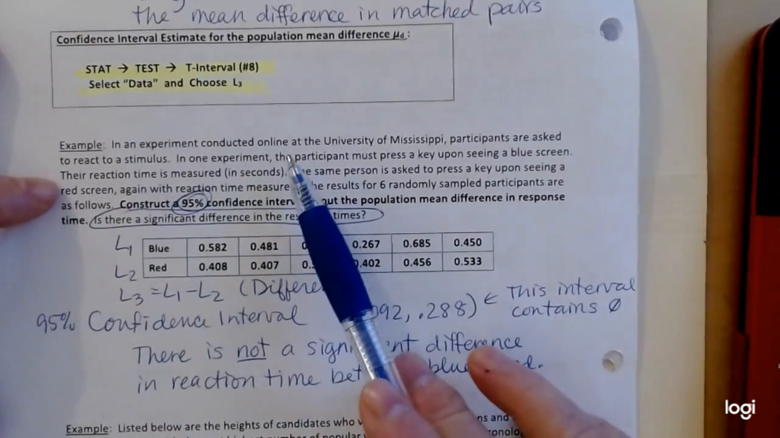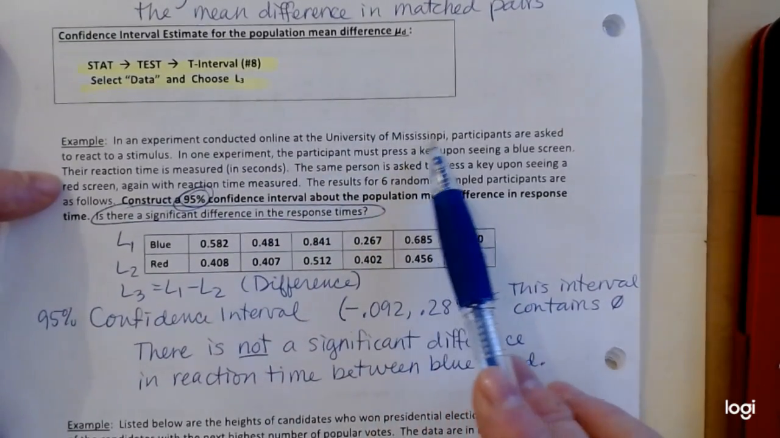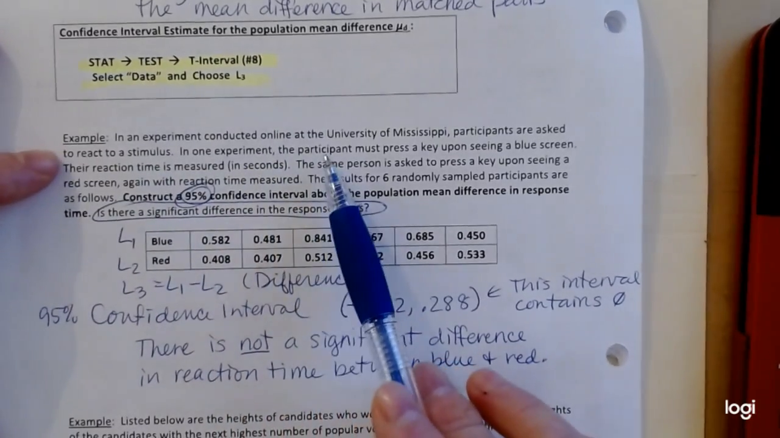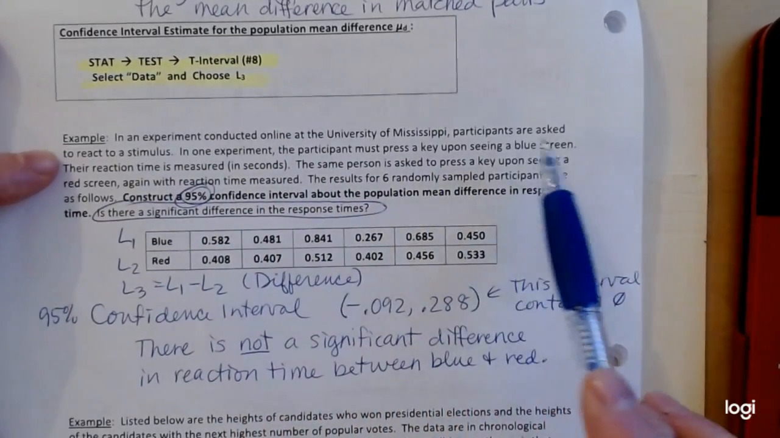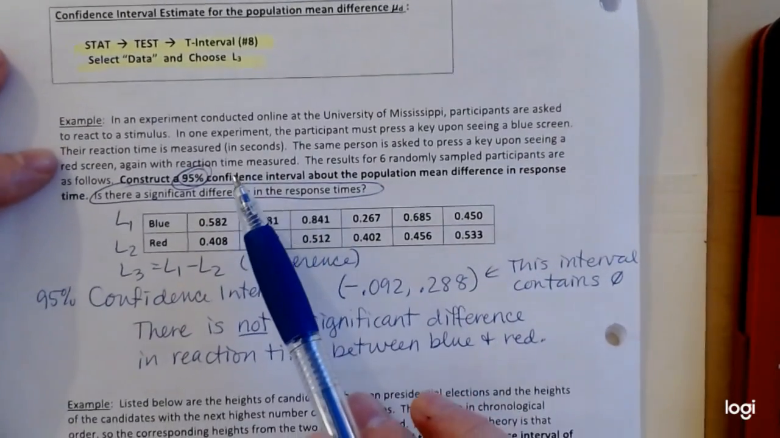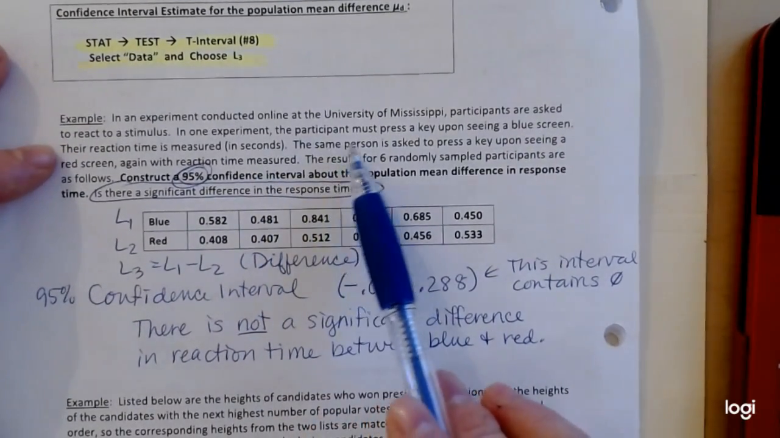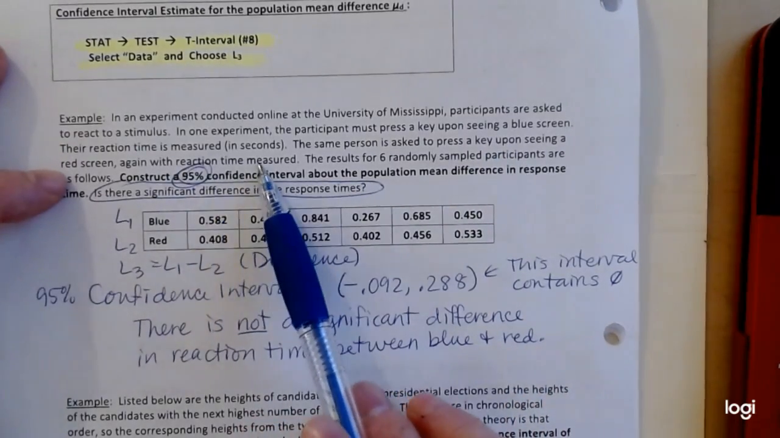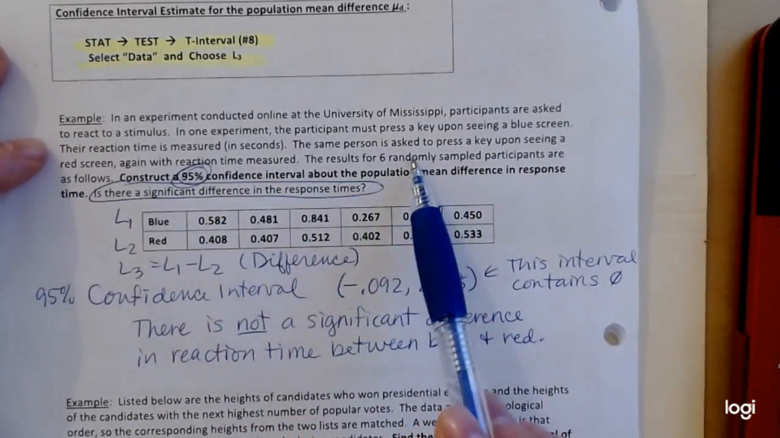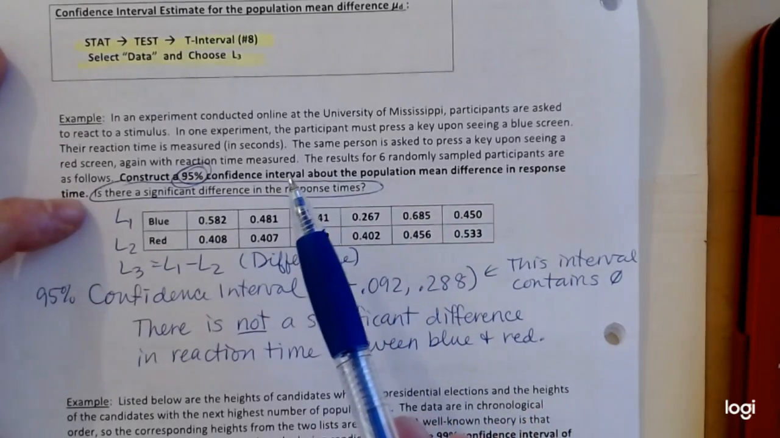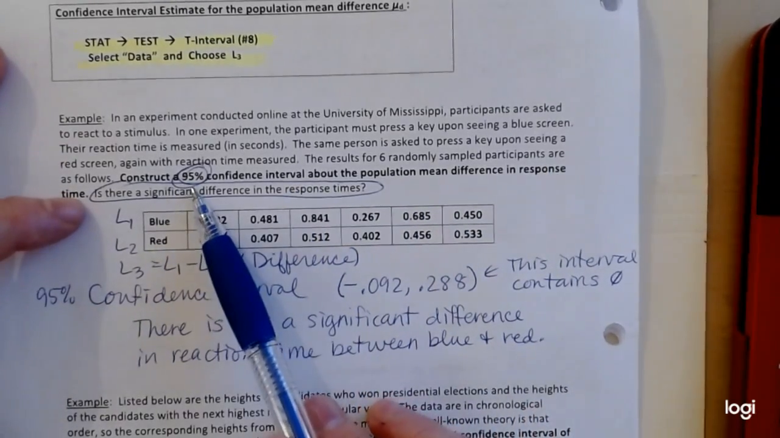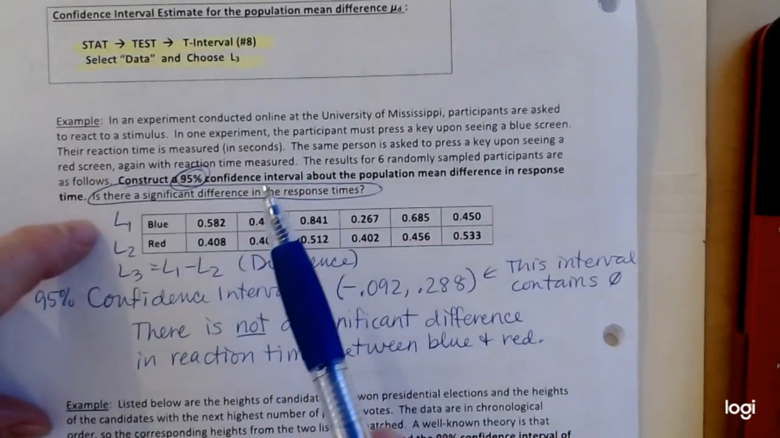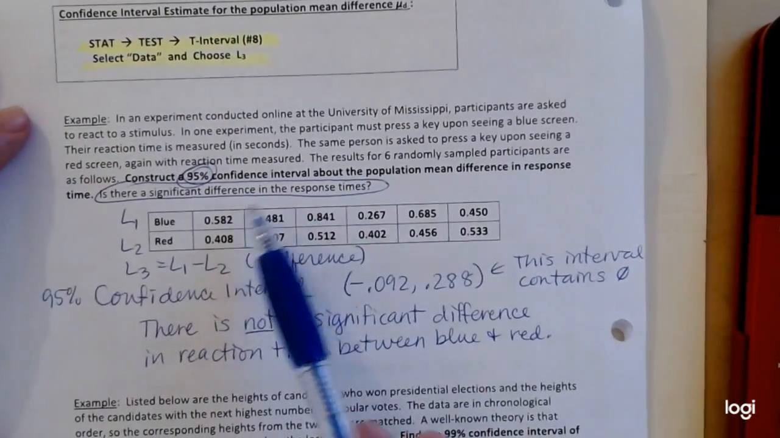In an experiment conducted online at the University of Mississippi, participants are asked to react to a stimulus. In one experiment, the participant must press a key upon seeing a blue screen. Their reaction time is measured in seconds, and the same person is asked to press a key upon seeing a red screen, again with reaction time measured. The results for 6 randomly sampled participants are as follows. Construct a 95% confidence interval about the population mean difference in response time. Is there a significant difference in the response times?